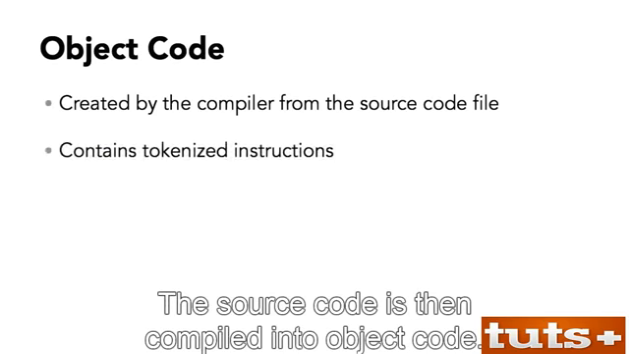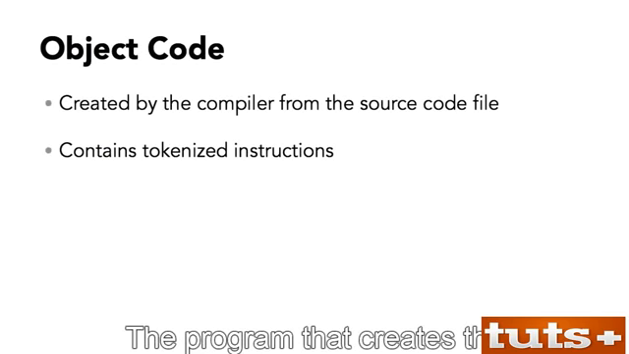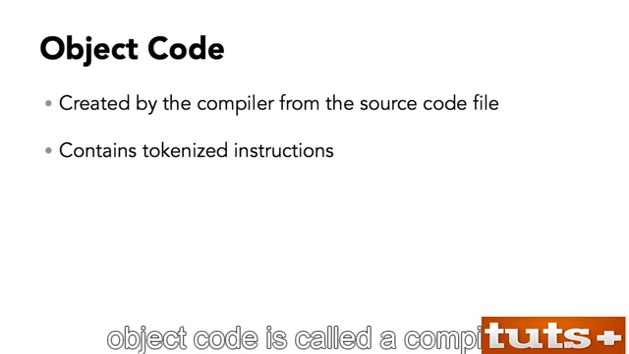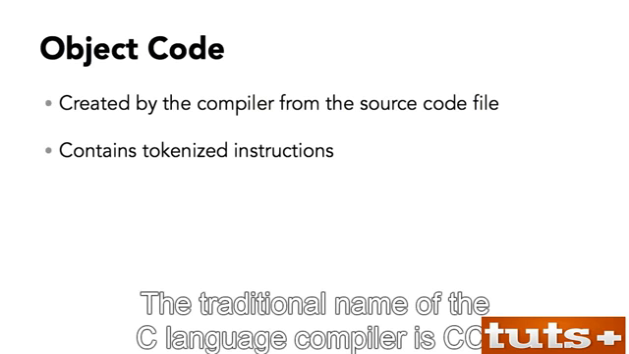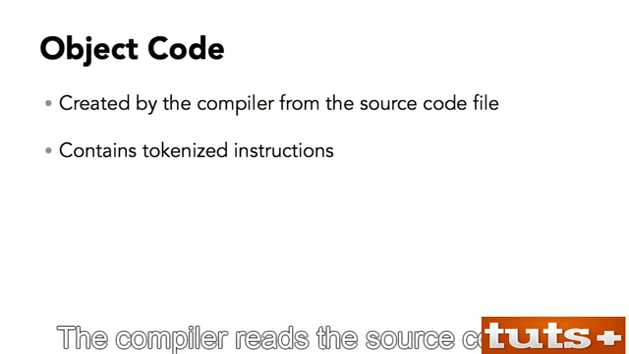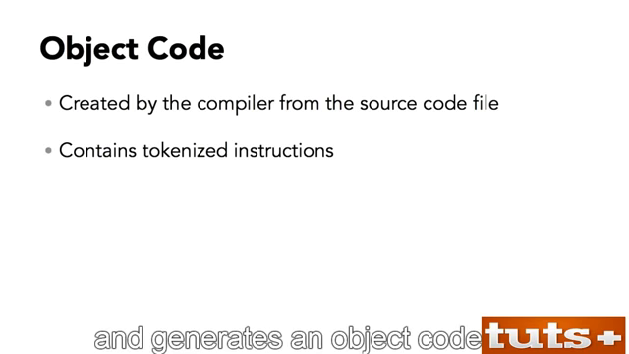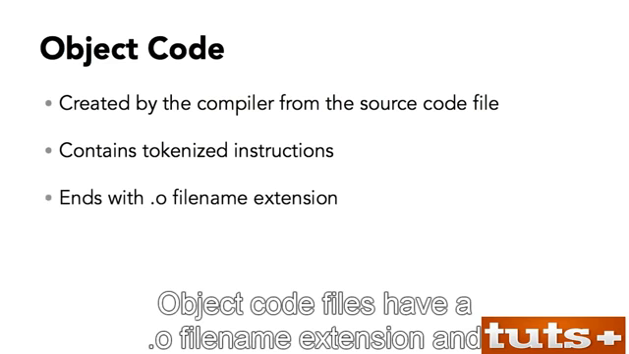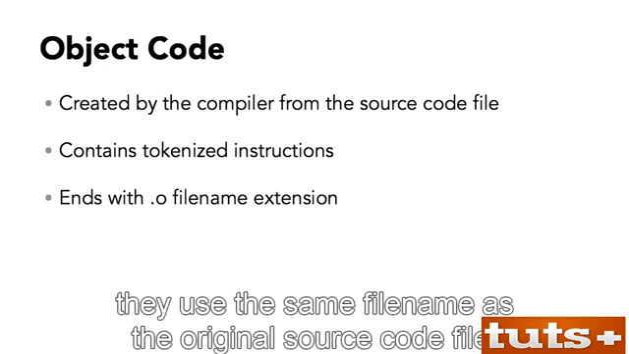tools. The source code is then compiled into object code. The program that creates the object code is called a compiler. The traditional name of the C language compiler is CC, which stands for C compiler. The compiler reads the source code file and generates an object code file. Object code files have a .o file name extension, and they use the same file name as the original source code file. The next step is called linking.